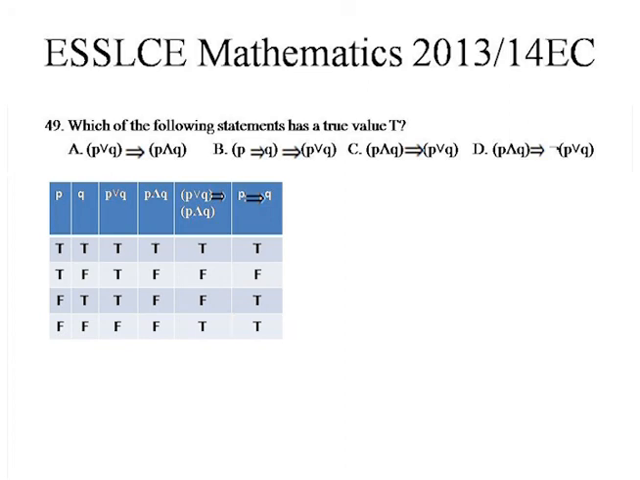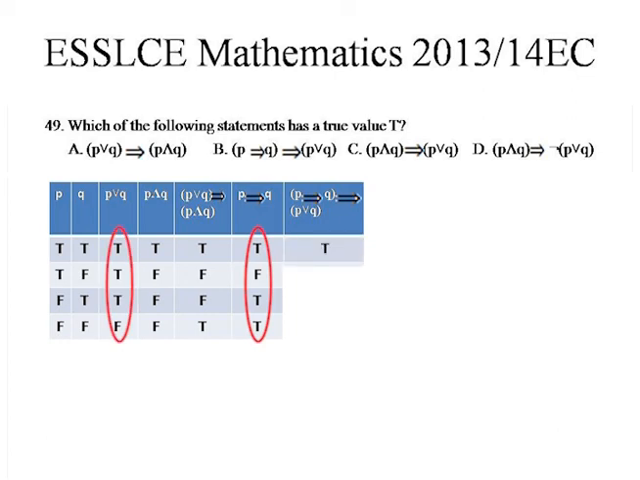true. Then let's find P implies Q implies P or Q, meaning the sixth column implies the third column. True implies true is true, false implies true is true, true implies true is true, true implies false is false. So choice B does not have the truth value of T because we have false at the fourth row.